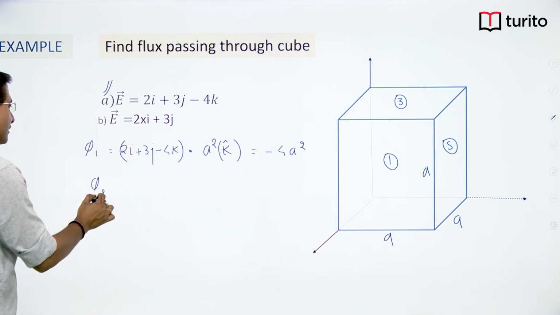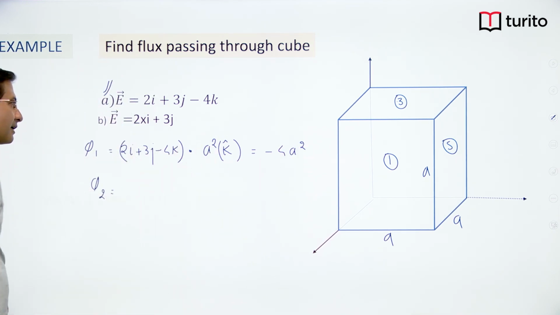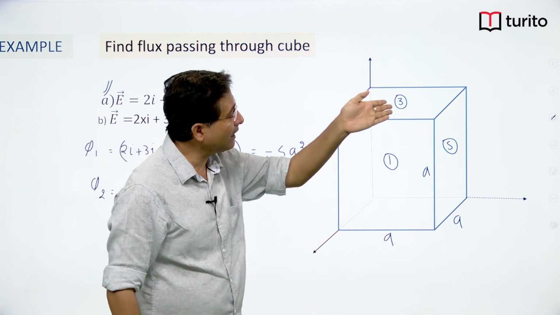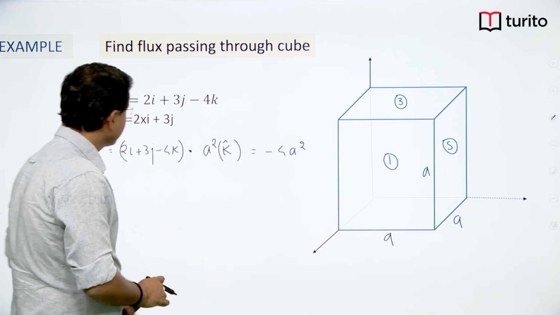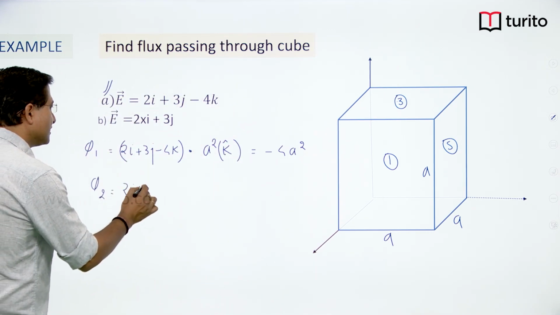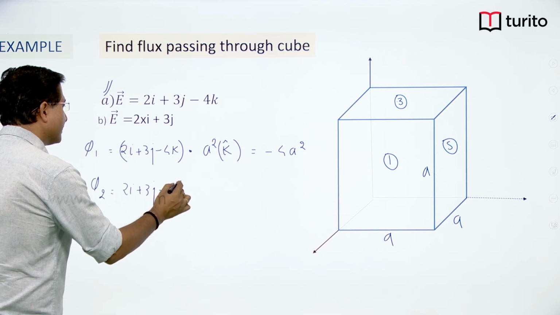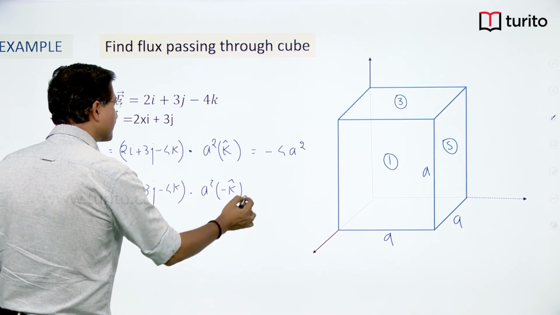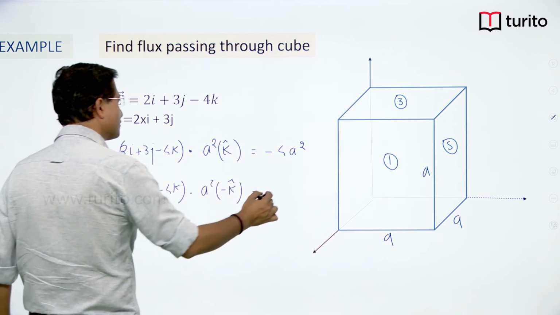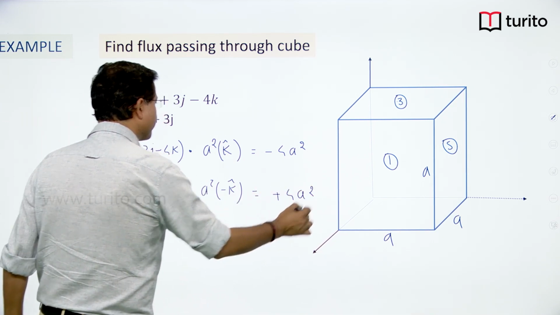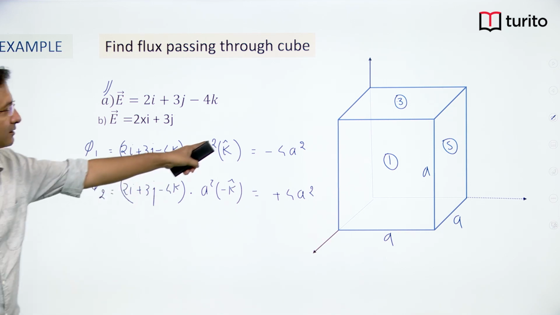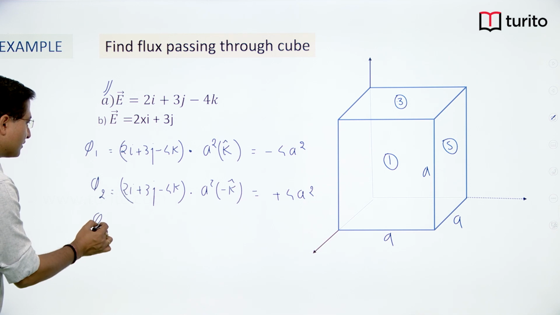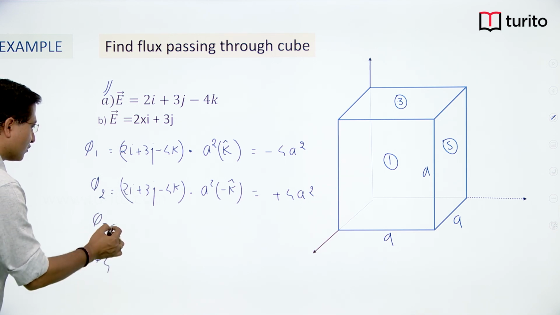Similarly, for the flux associated with the second one, I just need to change the direction. The second one means the back one will have the area vector in the inward direction. So I can write 2i plus 3j minus 4k dot A square minus k cap, which becomes plus 4a square. The only difference is the sign. Similarly, the flux associated with the third and the fourth.